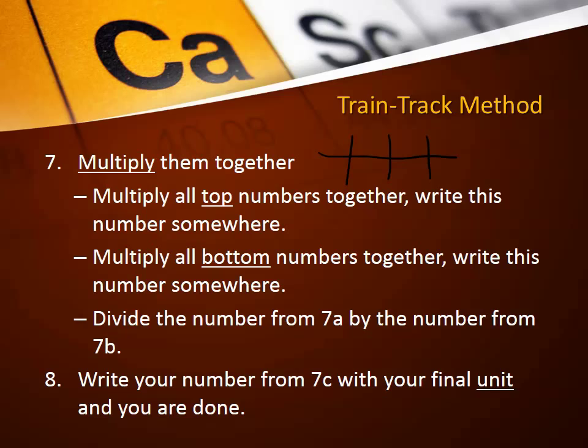So first, we multiply all the top numbers together. Then we multiply all the bottom numbers together. Then finally, we divide those numbers at the end. This saves us some time with dividing. That's often where most errors come in, and it makes the process a lot more simple. Your final answer is this number with your correct unit, which should be coming from the last top section.